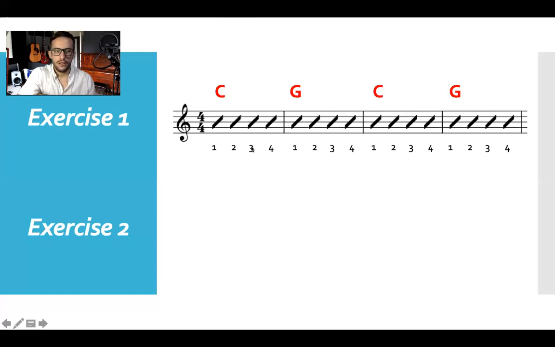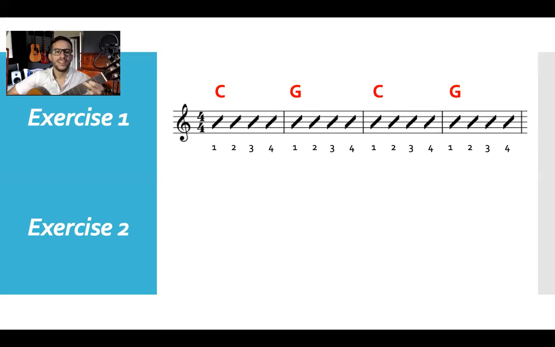I have put here the numbers at the bottom. These are going to represent the beats of each bar. So every time there is a number, there's a chord stroke. Okay, so like this: 1, 2, 3, 4. 1, 2, 3, 4.